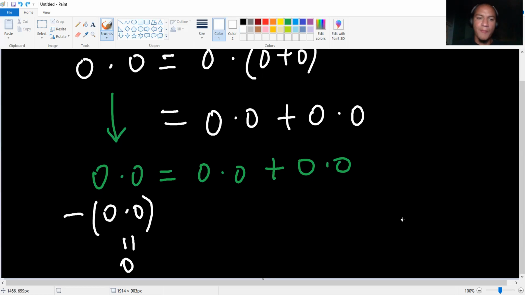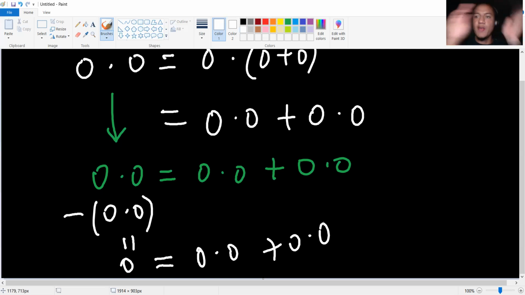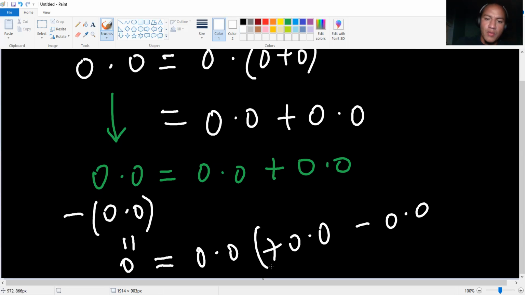Anyways, what about the other side? Well, I should have kept this in green, but oh well. I get 0 times 0 plus 0 times 0. And remember, since we subtracted 0 times 0 from the left side, now we got to do it to the right. Now look, these two cancel out. They're inverses of each other.